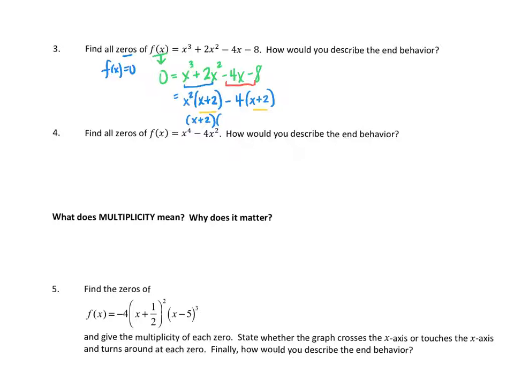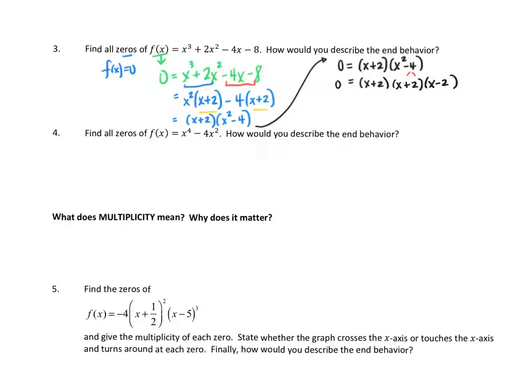And then what do I have left? I have an x squared minus 4. Now that will actually keep going. I'm going to pull it up here. So I've got 0 equals x plus 2 times the quantity x squared minus 4. Well, I notice that x squared minus 4 will factor further because it's a difference of squares. So it'll factor into x plus 2 times x minus 2.